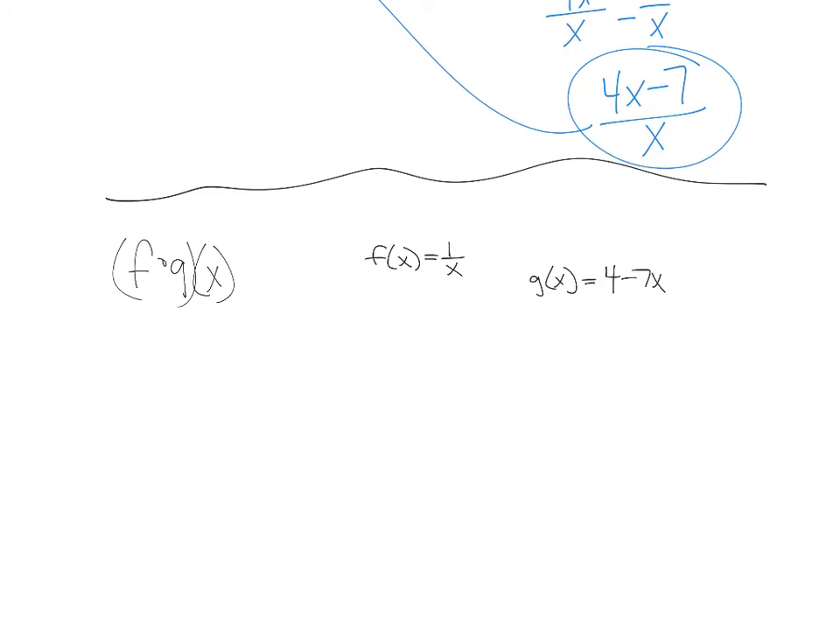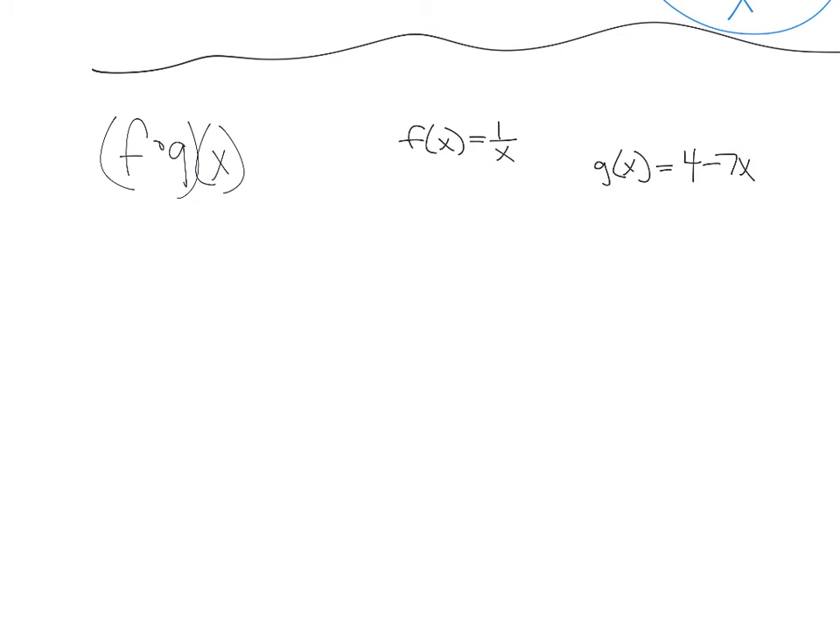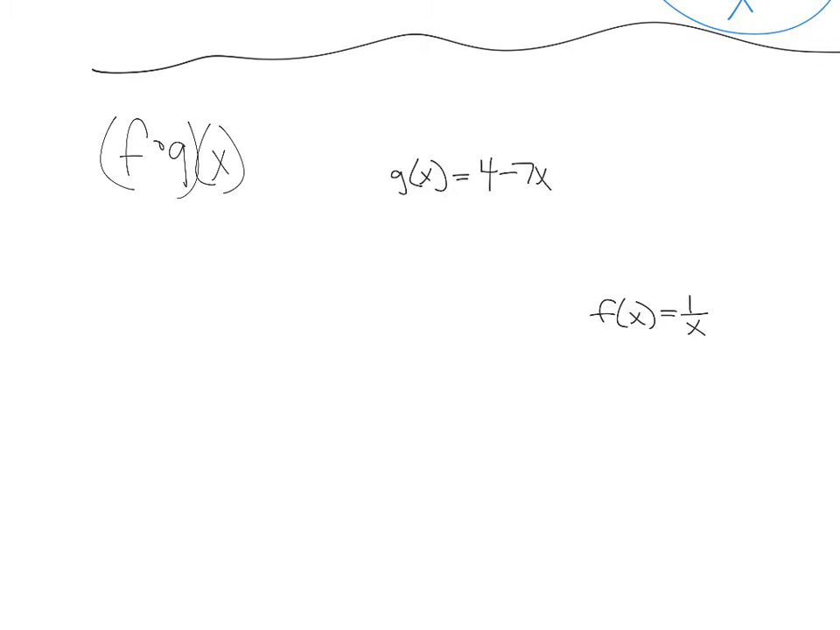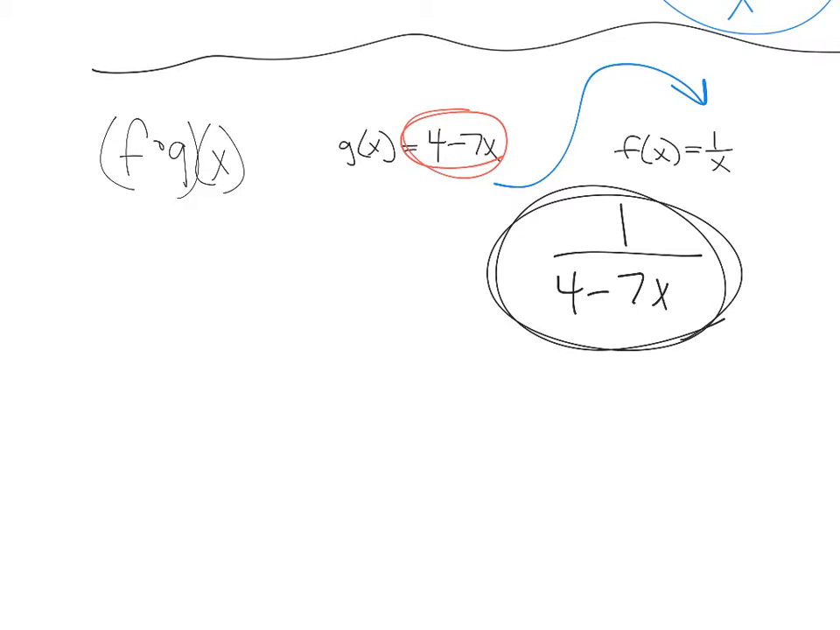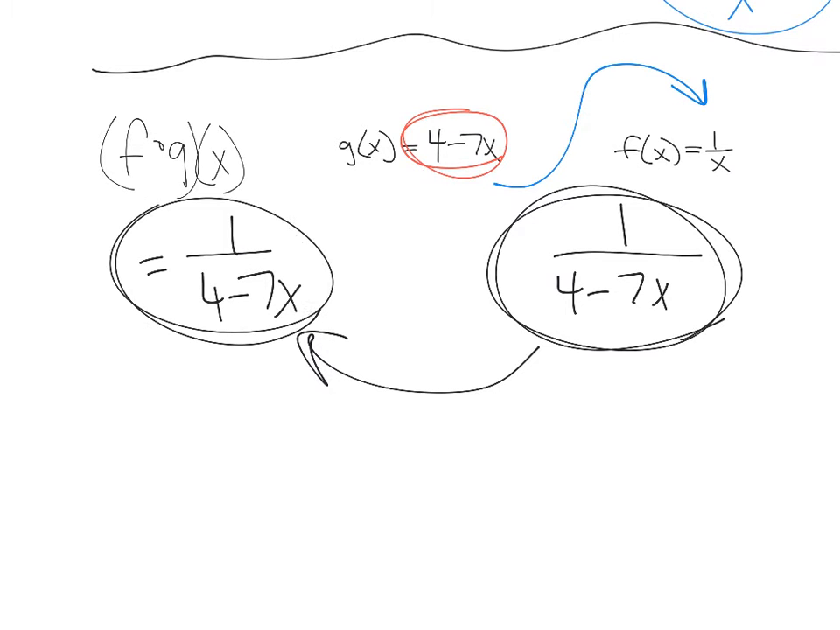All right, so now this says we're going to take the x, stick it in g. So we want the g first and then the f. So when you take the x, stick it in g, you get the function itself. And then we're going to take that and stick it over here. So this becomes 1 over 4 minus 7x, and you're done. There is no math to do. You're done. And so that's the answer, 1 over 4 minus 7x.